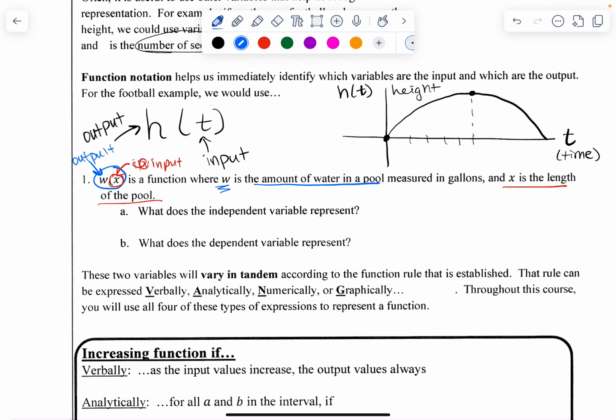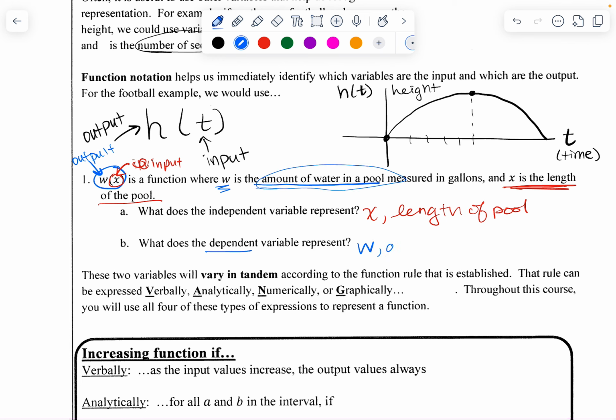What does the independent variable represent? Remember, our input, our independent variable, is x, which is the length of the pool. And then what's the dependent variable? Remember, the dependent variable in this case is w, which is the amount of water in the pool. Or we could say the amount of gallons in the pool.